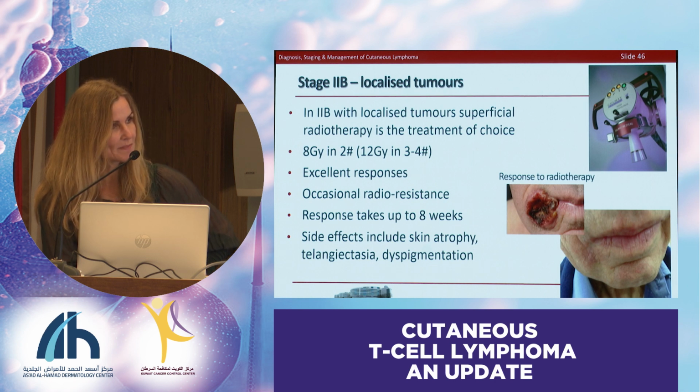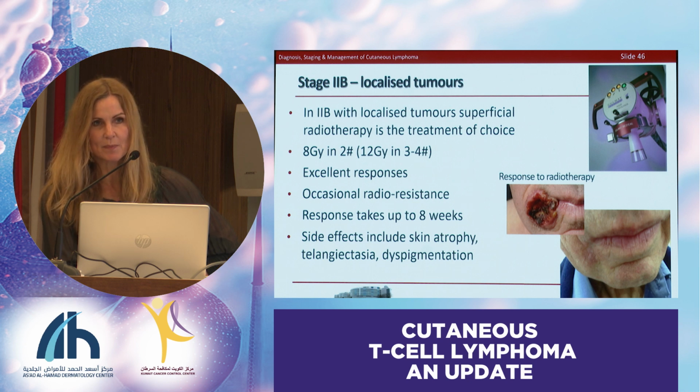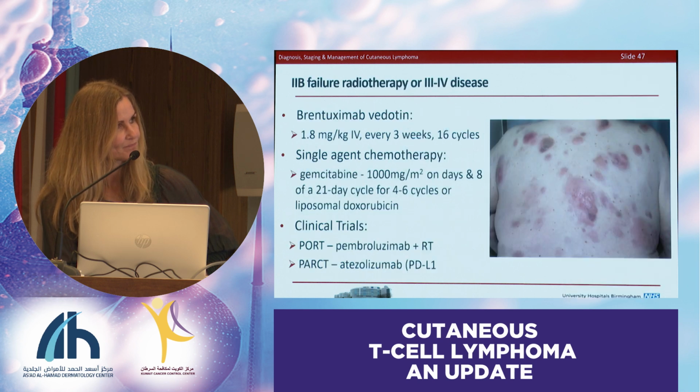Advanced disease doesn't always mean systemic therapy. You can treat isolated tumours with radiotherapy and localised treatments. They don't all need to have systemic therapies. But with failure of radiotherapy and multiple tumours, you've got brentuximab, single-agent chemotherapy, either gemcitabine or liposomal doxorubicin, clinical trials, and the PD-1 and PD-L1 inhibitors have been helpful.